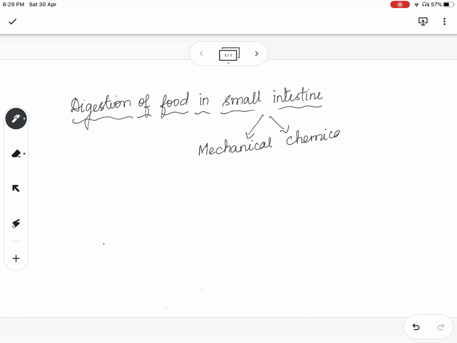Okay, now here mechanical digestion mainly occurs with the help of a procedure that is called segmentation. Now what exactly is segmentation? Segmentation is a kind of mixing with the digestive juices. The food particles which have entered inside the intestinal region are going to get mixed up with the digestive juices. So that itself is called as what? Segmentation.